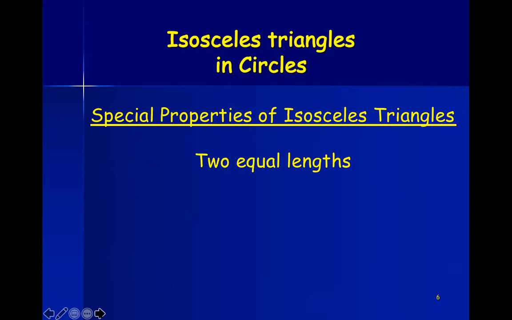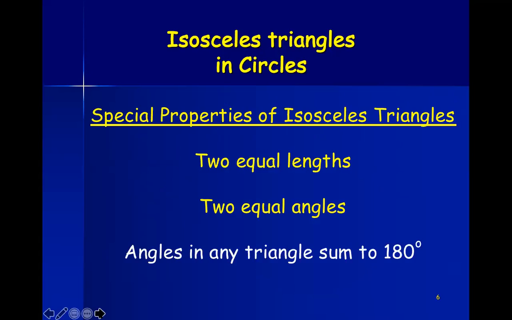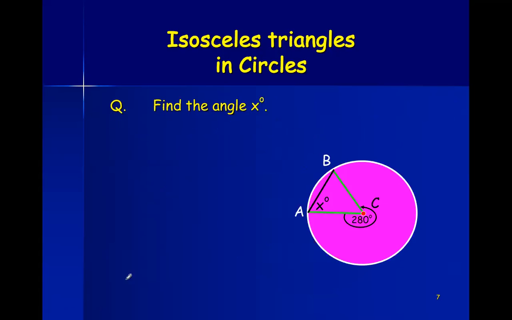Special properties of isosceles: an isosceles triangle has two equal lengths, we just mentioned that, and two equal angles, the two angles X and X. And we mentioned that angles in any triangle add up to 180. So if I give you an example like this, I've got an isosceles triangle here because you can see that you've got a radius here and a radius there. And if they tell you that you've got this reflex angle of 280, what is the value of x? How would you go about finding x in this case?